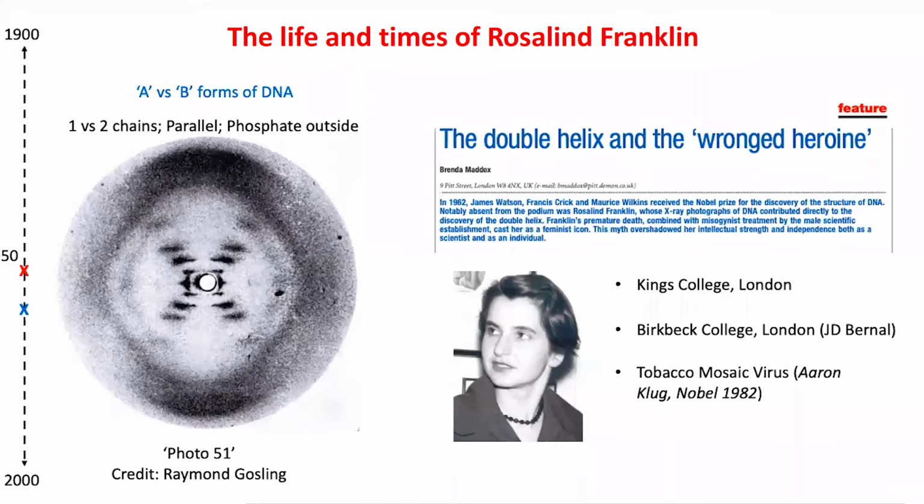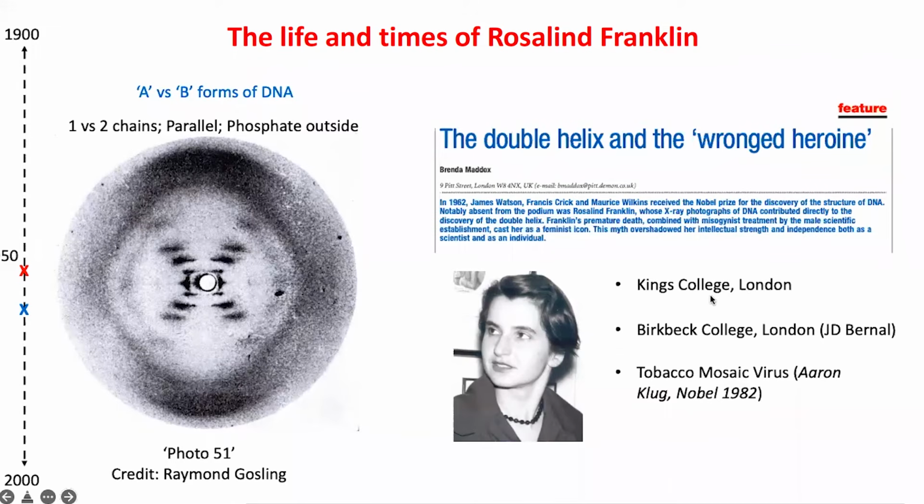Now, Rosalind Franklin's role in this is kind of very interesting. She was trained as a crystallographer, and before she joined King's College London, working broadly in the big group of Maurice Wilkins, she had done much of her crystallography work, not on biological material, but on non-biological material like coal, for example.